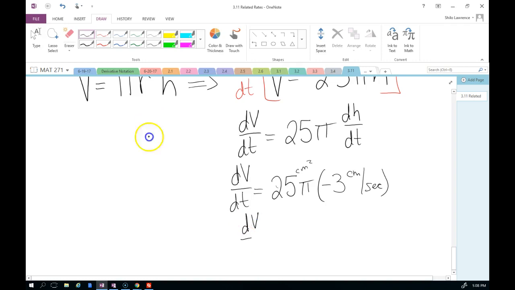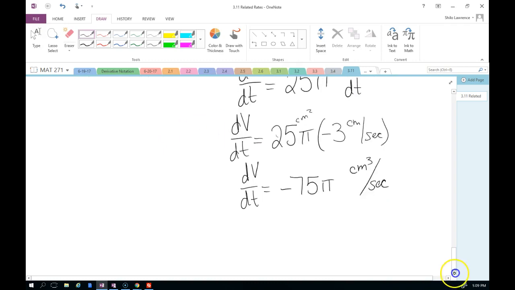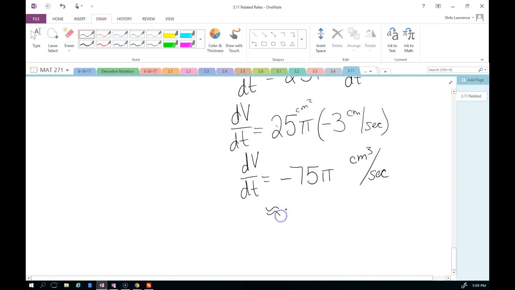So dV/dt, which is how our volume is changing over time, is going to be negative 3 times 25, which is negative 75 pi cubic centimeters per second. And that would be our exact value. If we wanted an approximate value, we could go to our calculator and actually see what negative 75 times pi is. And I've got about negative 235.6.